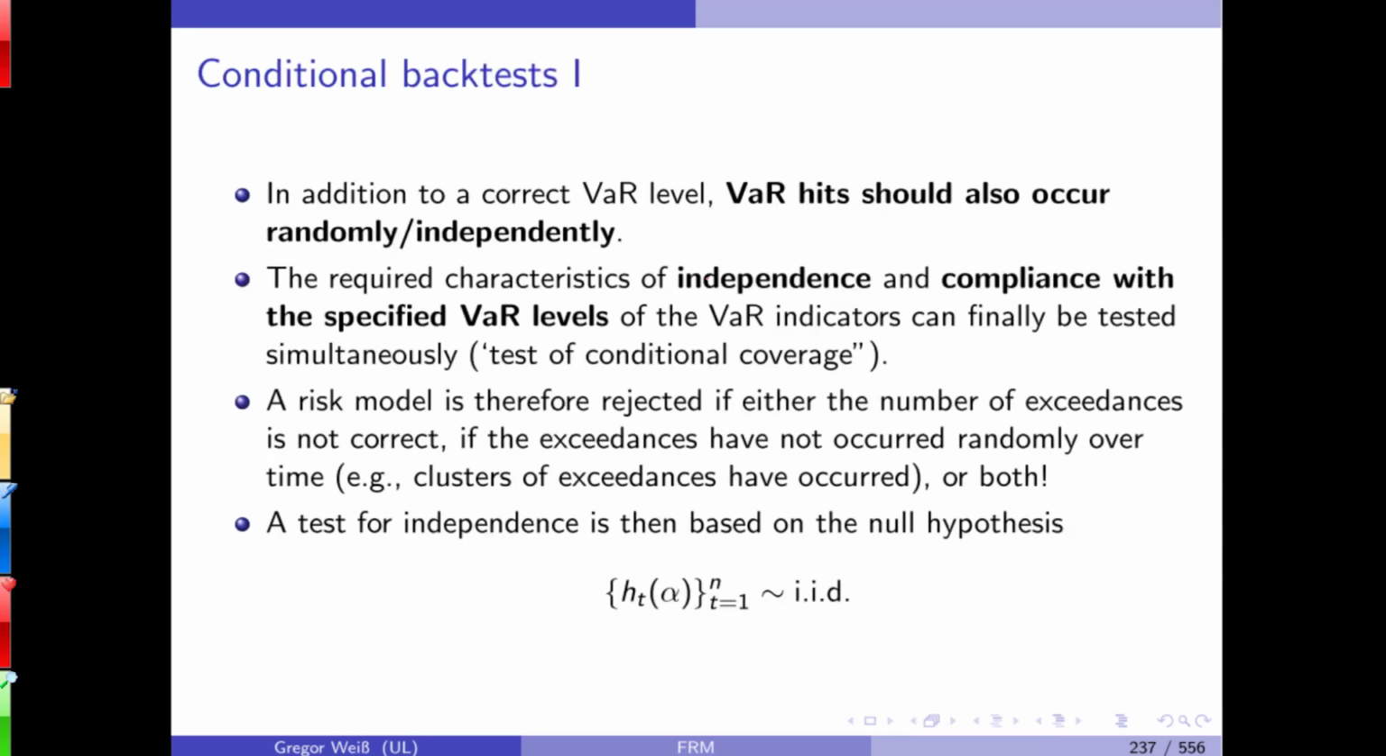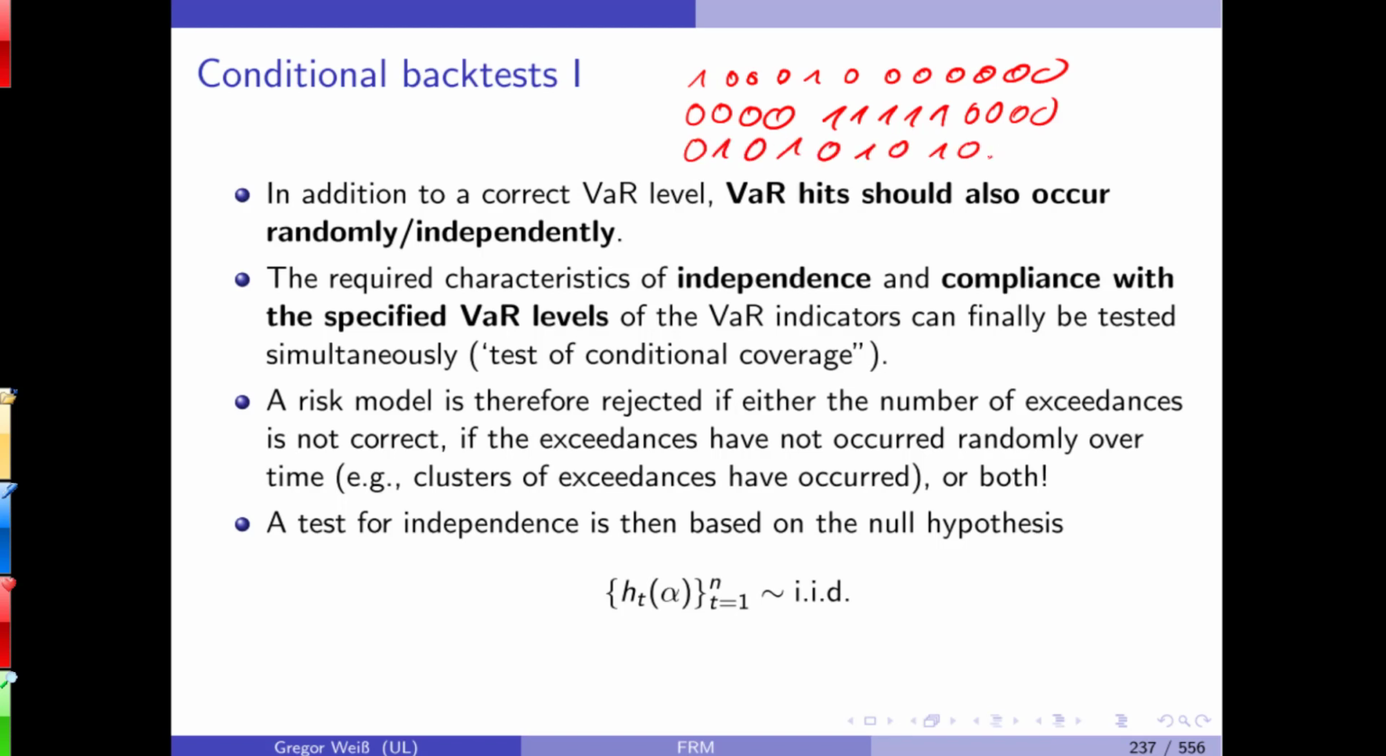Now, more interesting are tests of conditional coverage. I think last week I already talked about situations like this versus situations like this, or something like this. Under the null hypothesis that the risk model is adequate, the VaR exceedances, the VaR hits, should be independent in time. So we have to prevent two scenarios: systematic changes and clustering. So the hit sequence of ones and zeros needs to be random in time. We don't need just the correct number of exceedances, but they should also appear randomly in time. And for this, we need to test for the independence of the hit sequence.